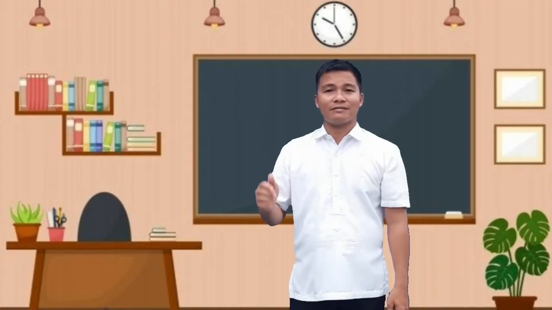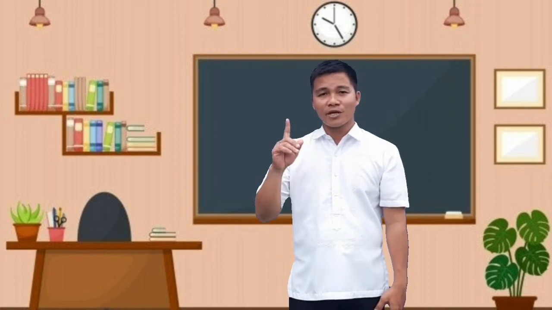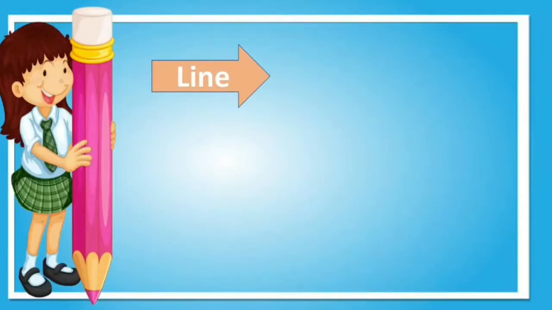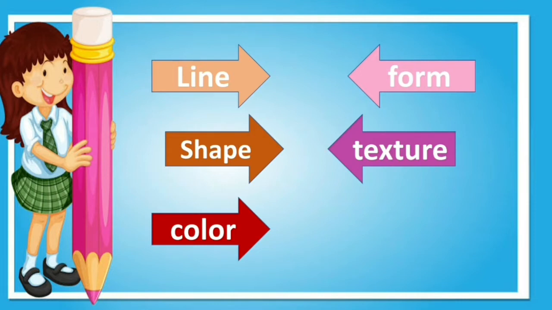Alright children, let us take a review on the elements of art. Let us enumerate all of them. We have line, shape, color, form, texture, and space.